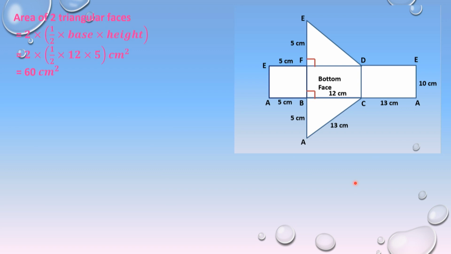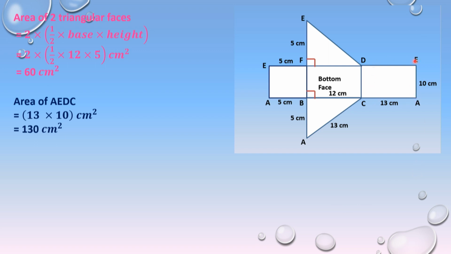Now I need to find the total surface area of the prism. So we are going to look at the different shapes and find the area. First, we are going to find the area of the two triangular faces. Remember, area of triangle is half times base times height. So here I'm going to have half times 12 centimeters the base times the height 5 centimeters. But because we have two triangles, we have 2 times half times 12 times 5, which is equal to 60 centimeters squared.